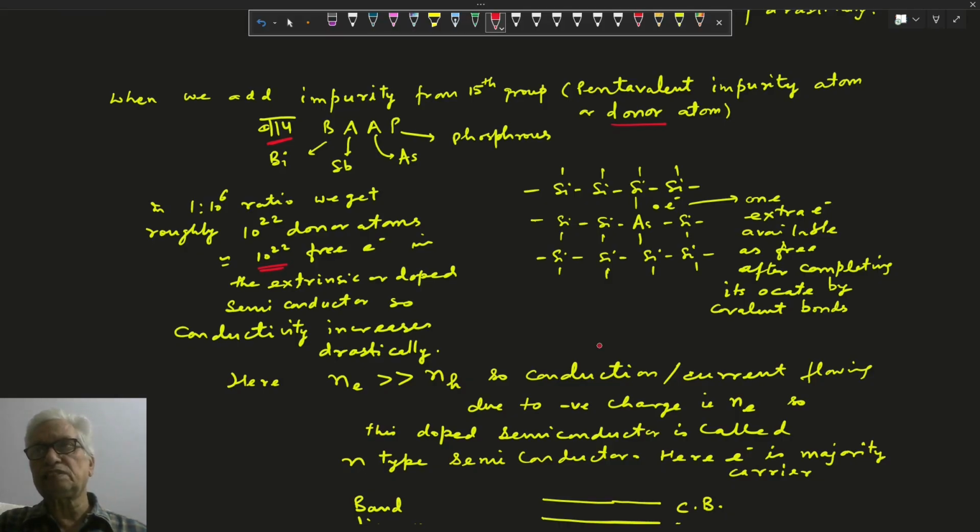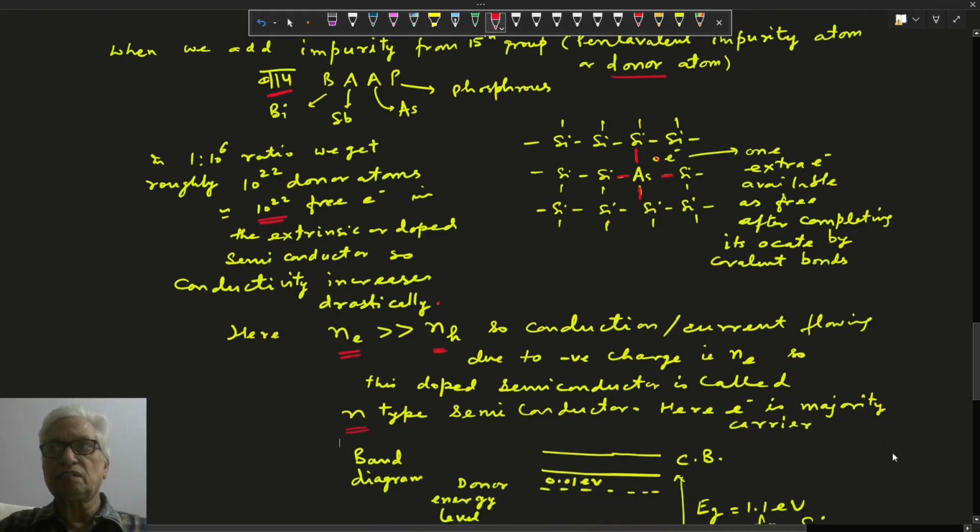Here is the crystal of silicon. If we add pentavalent arsenic, 4 electrons are consumed to complete the octet. 1 electron is free, and here there are 10^22 free electrons per meter cube. So conductivity increases drastically. Electron concentration, meaning the number of free electrons per unit volume, is much more than the hole concentration. So we are getting the current because of the free electrons, negative type. So it is called N-type semiconductor, negative charge.